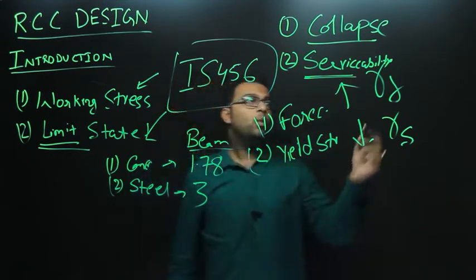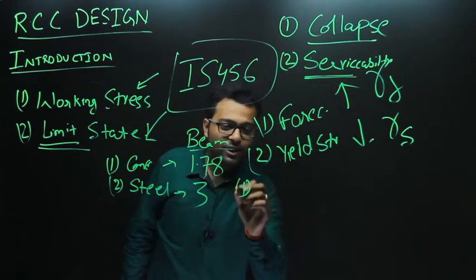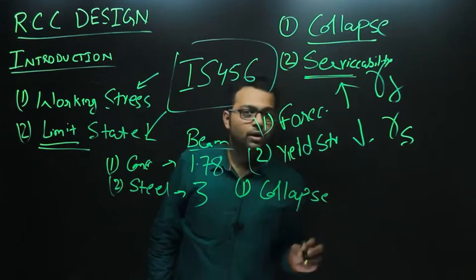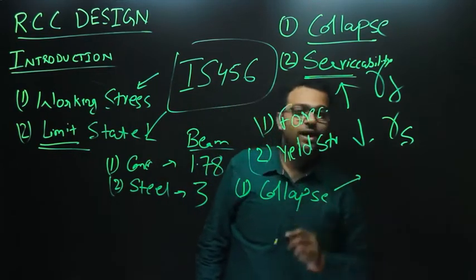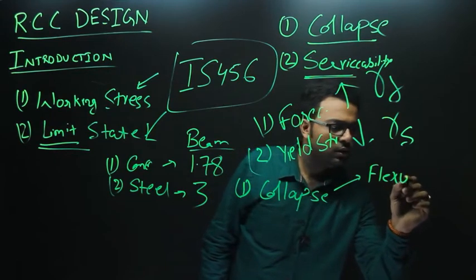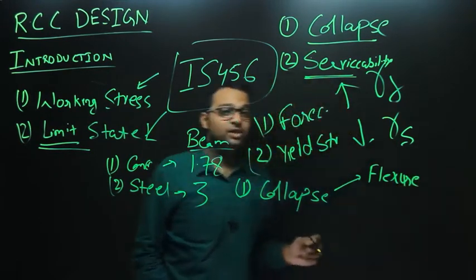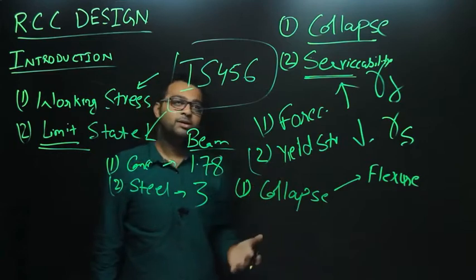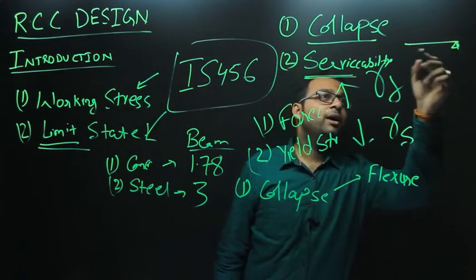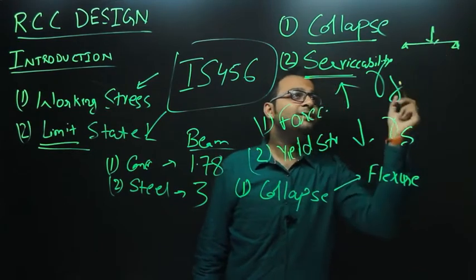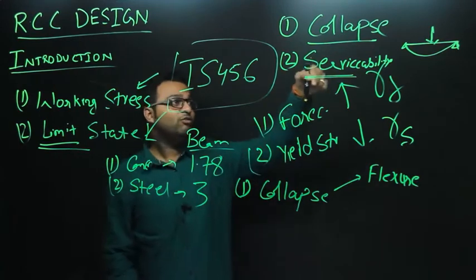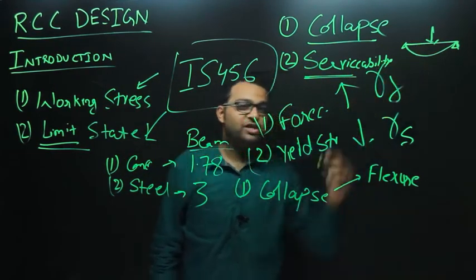Okay. So when I say collapse, there may be different ways by which a structure can collapse. The first one can be flexure. Where do we find flexure? Basically in beams, slabs, where the load is acting. Let's suppose this is the member, a load is acting something like this, and the member is bending in the direction of the load. So that is called flexure.